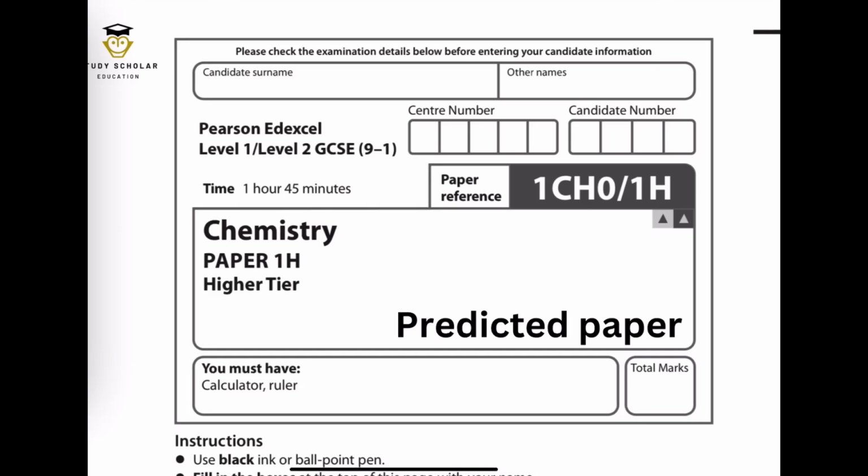Today we are going to go over chemistry higher tier, and this is for GCSE Pearson Edexcel. This is the predicted paper 1 for 2024.